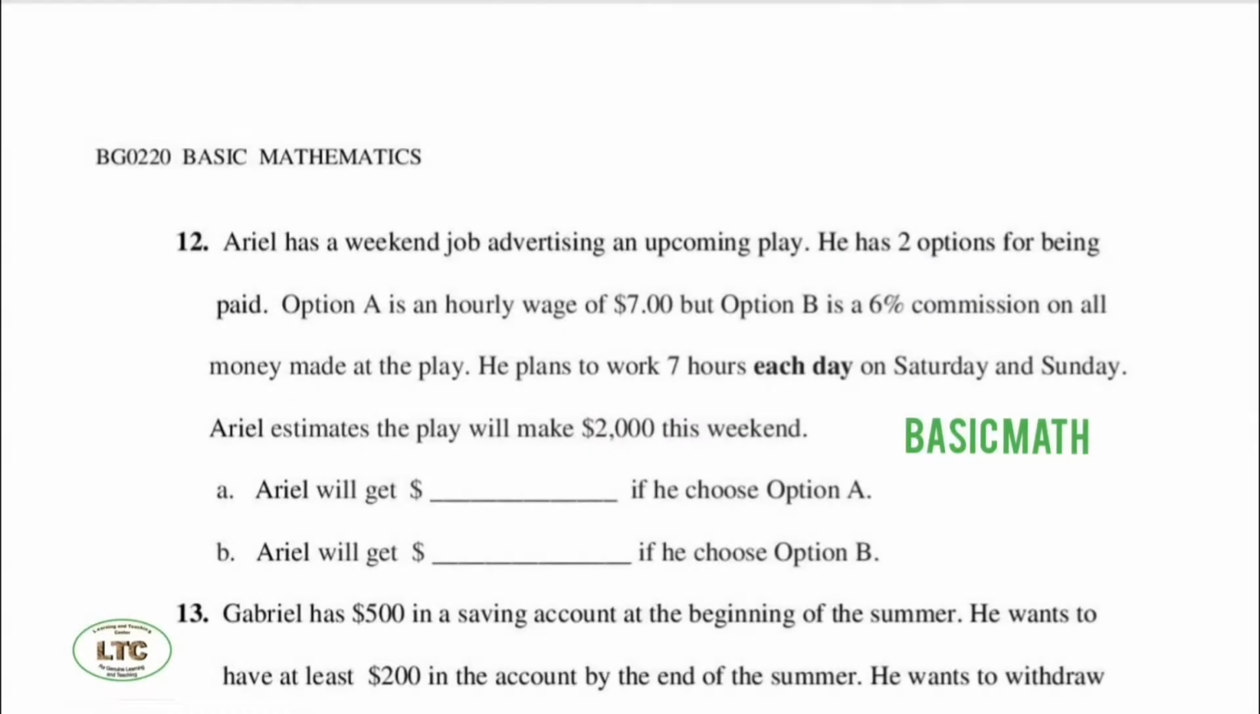Next, Ray has a weekend job, advertising an upcoming play. He has two options for being paid. Option A is an hourly wage of $7, but option B is a 6% commission on all money made at the play. He plans to work 7 hours each day on Saturday and Sunday, so totally 14 hours.